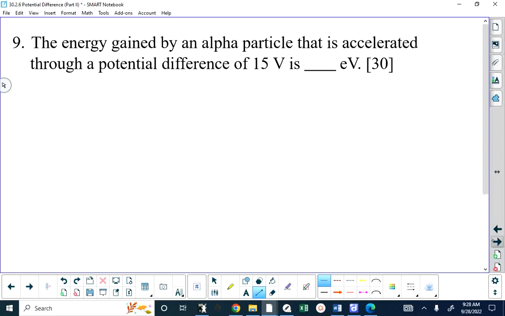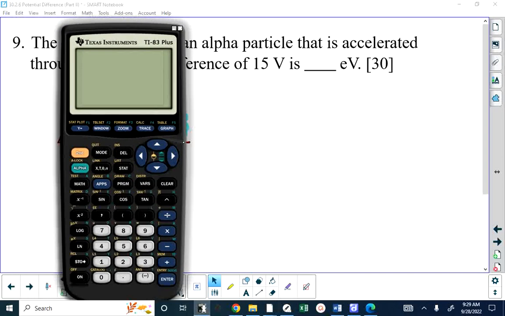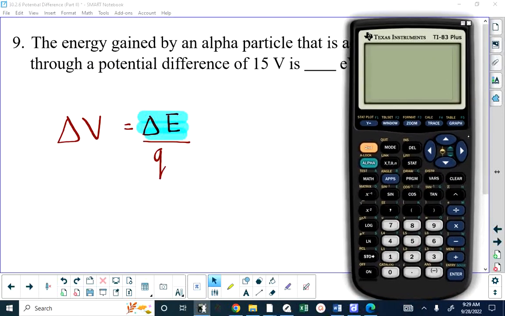I want to speak briefly to it. There's 2 approaches here for question 9. One approach is to use your formula for potential difference. I'm not going to write down the numbers, but I'm going to do the calculation. You're asked for the energy gained, that's this, which means I would take the charge times the voltage. So if I use this formula and I take the charge of an alpha particle multiplied by the voltage of 15 volts, this number that I get, everybody, is joules.